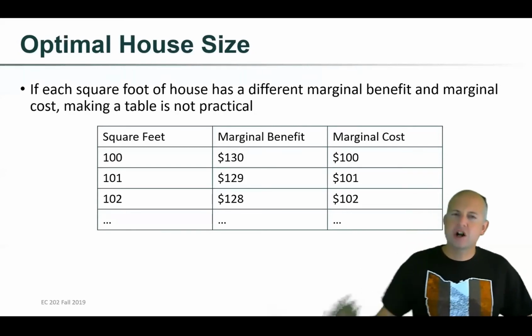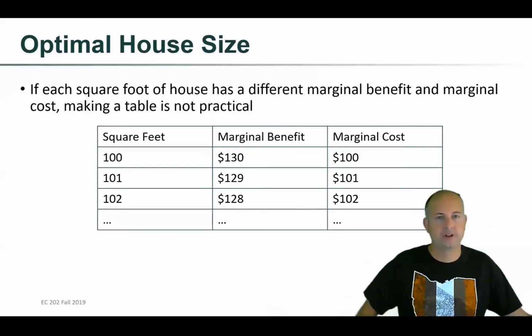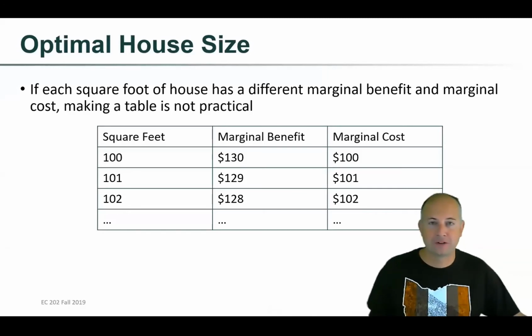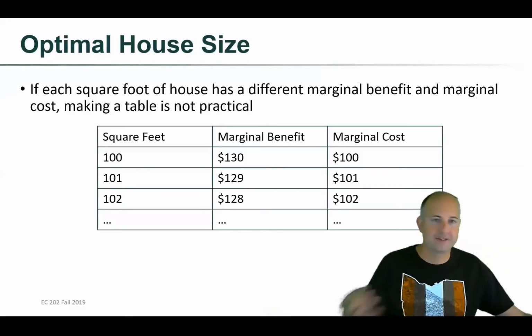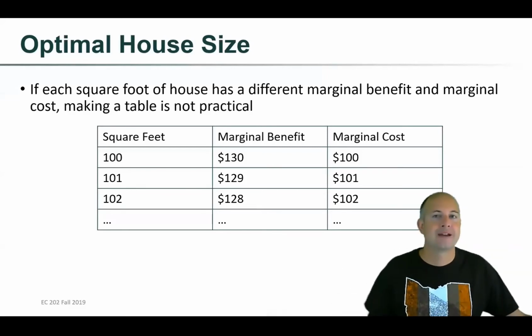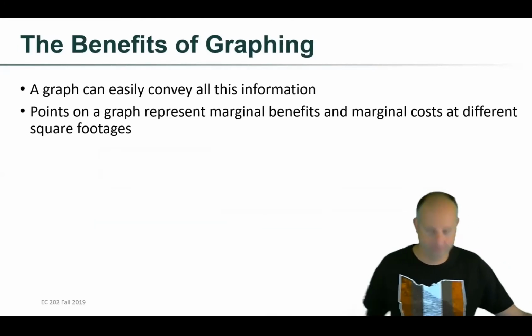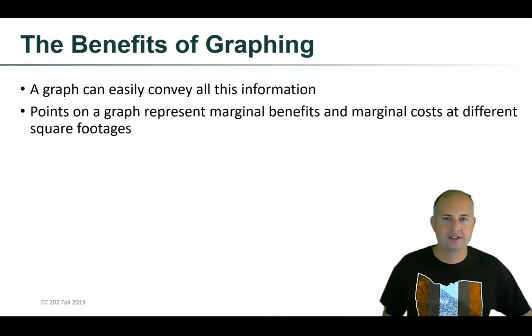So imagine if the marginal benefits decrease gradually. Like we talked about with the ice cream, the second bite is a little less enjoyment than the first, the third a little less than the second, and so on. Well, if that were the case, it would be very difficult for us to make a table that was useful, right? It would be this huge table, wouldn't fit on a slide, wouldn't even fit on a piece of paper. So is there some better way that we can do this? Yes, a graph. A graph can easily convey all of this information, right?